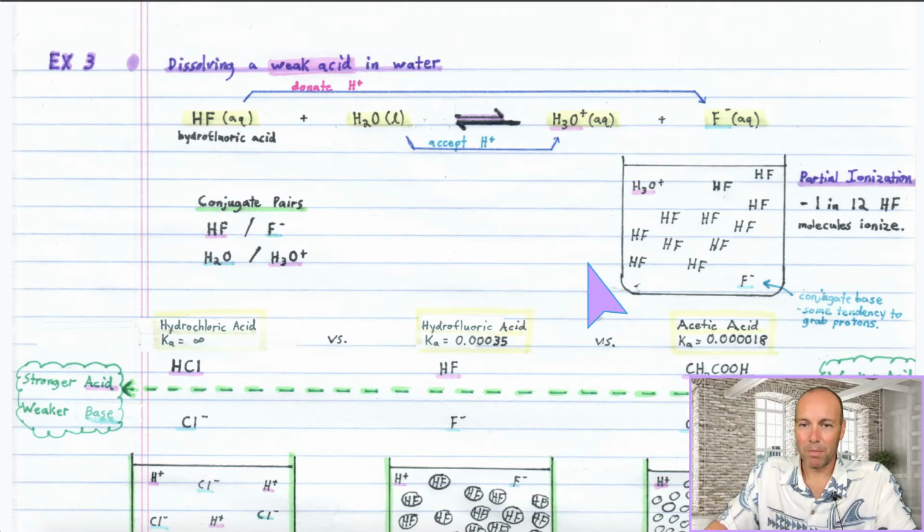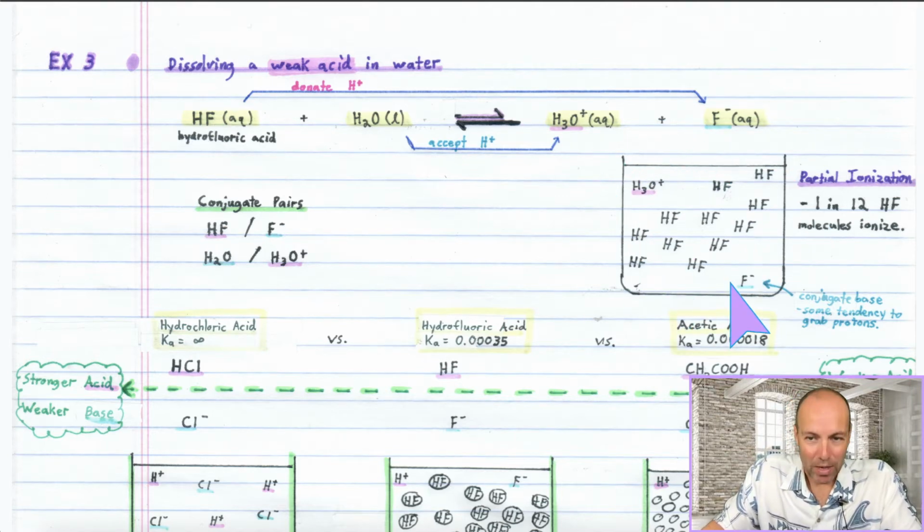In fact, if you want to visualize what a solution of HF looks like, it looks kind of like this. A few of the molecules have dissociated into protons and fluoride minuses, but the vast majority of the molecules are dissolved as whole molecules. In fact, for hydrofluoric acid, about 1 in 12 molecules actually ionize. So this is a weak acid.